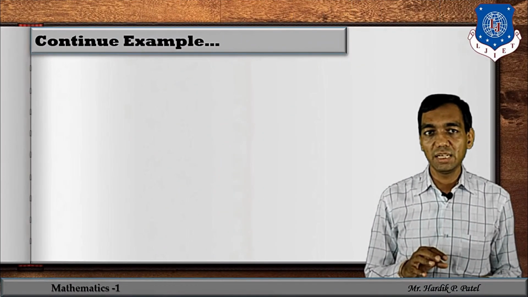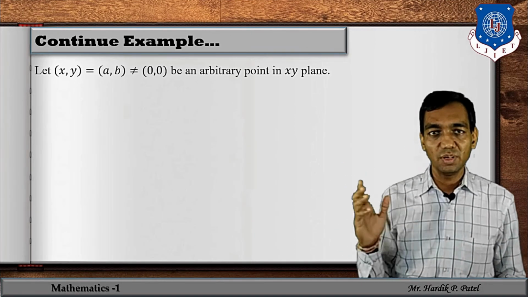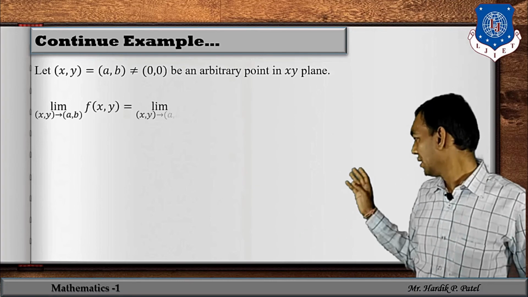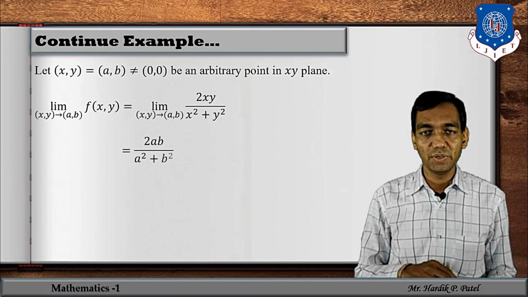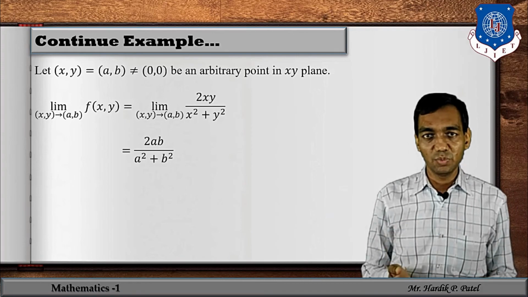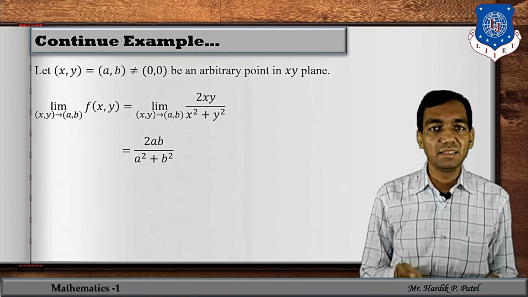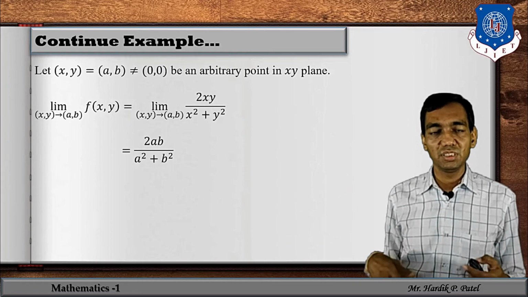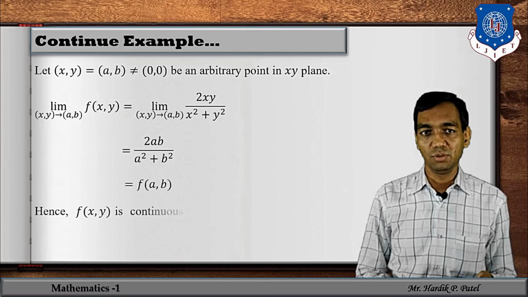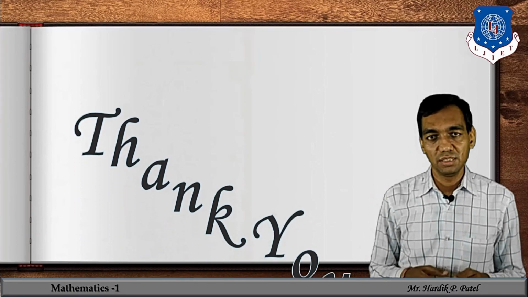Now, we are going to check the continuity by the simple substitution method. Let x comma y is equal to a comma b, not equal to 0, 0, be any arbitrary point. If you find the limit x comma y tends to a comma b of f of x y, then you will have the answer 2ab upon a square plus b square. Because the denominator is non-zero, you can substitute the values directly. That's why this value is non-zero, so the function is continuous everywhere except at the point 0 comma 0. Okay, so these are the topics which we have covered in this session.